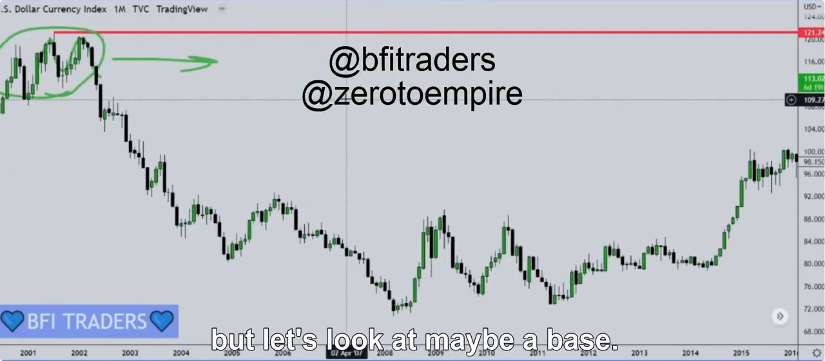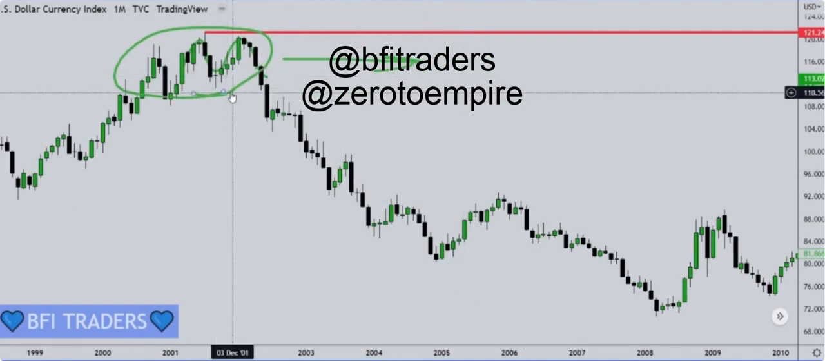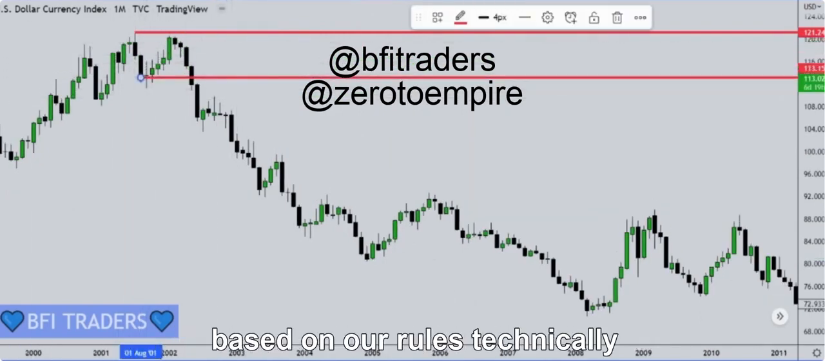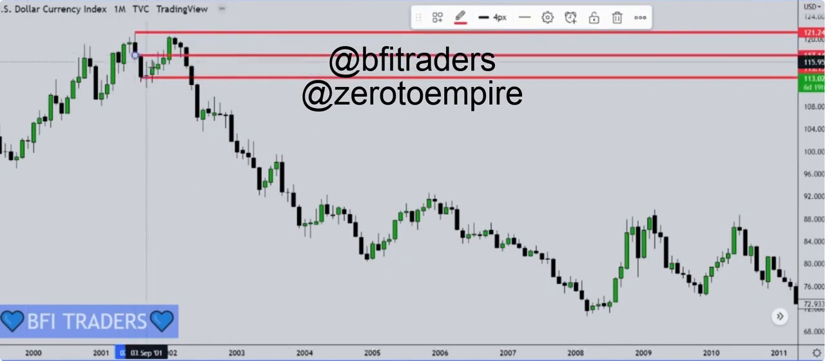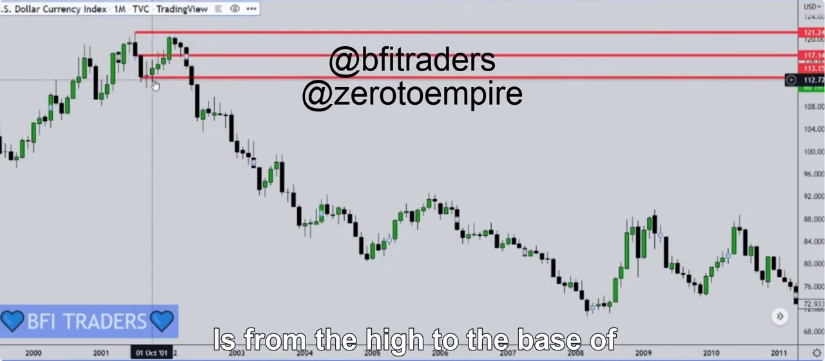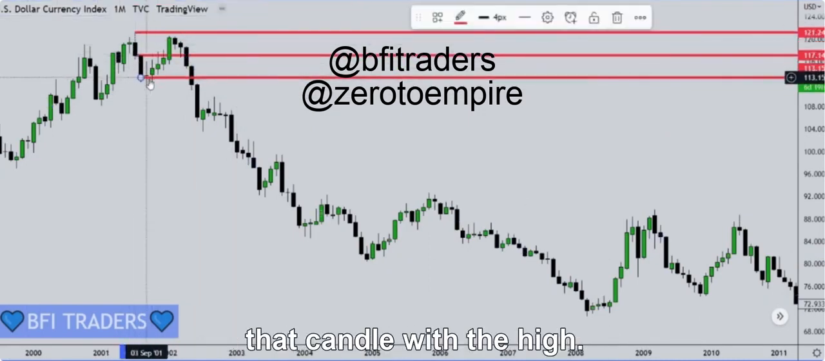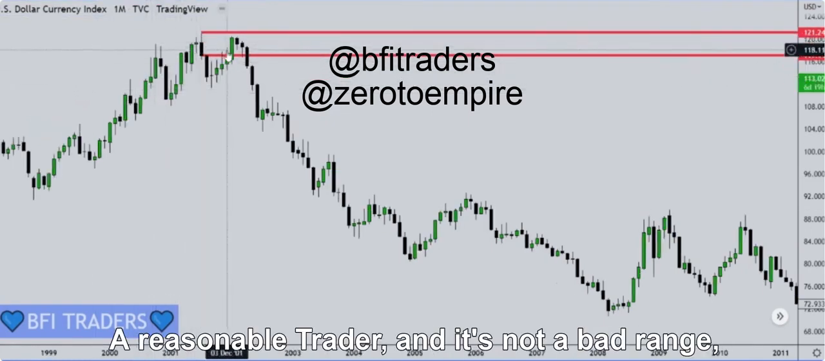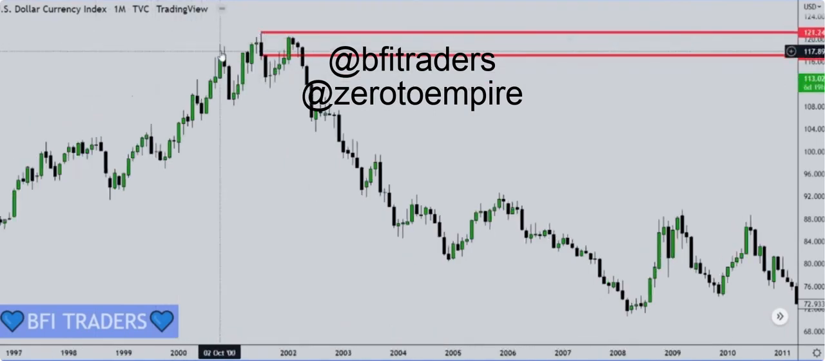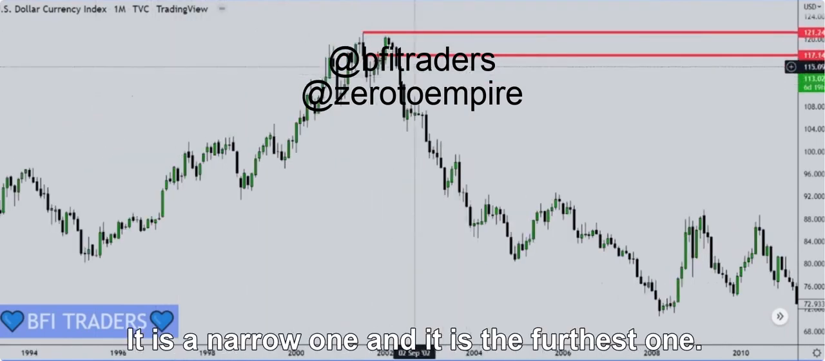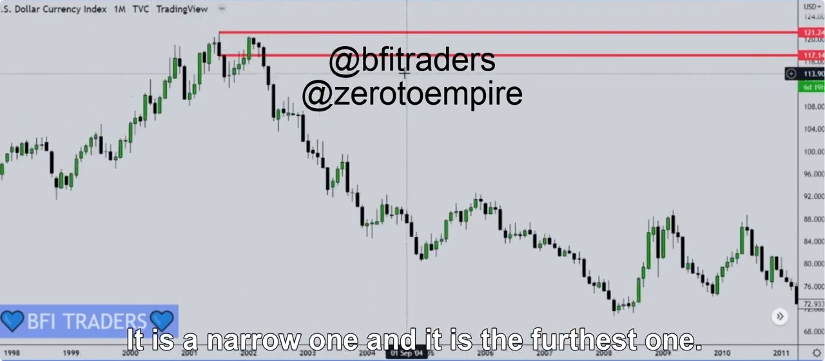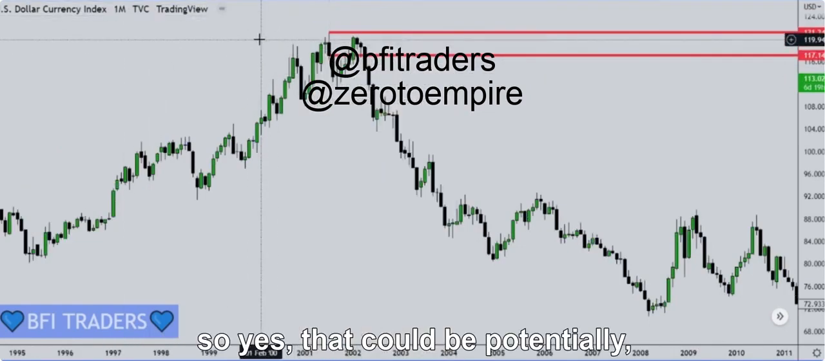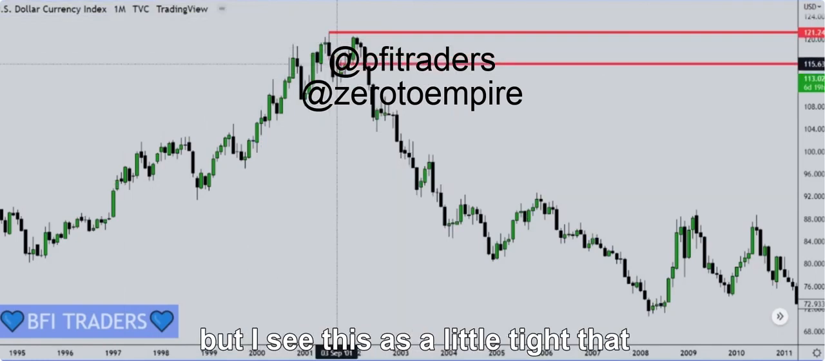But let's look at maybe a base. Here's a base right there. Now, based on our rules, technically, it is from the high to the base of that candle with the high. But a reasonable trader, and it's not a bad range, by the way, but it is a narrow one and it is the furthest one. Okay, so yes, that could be potentially, but I see this as a little tight.